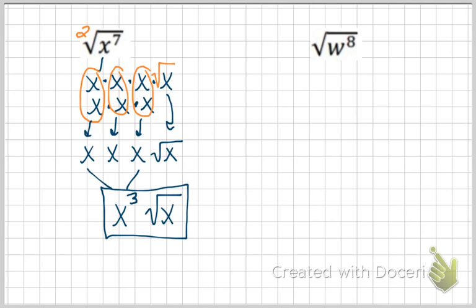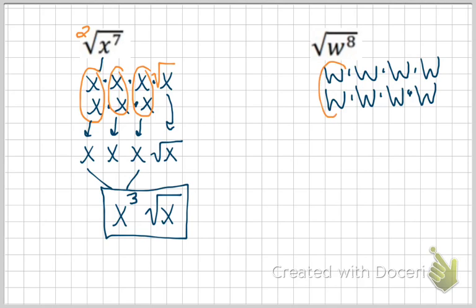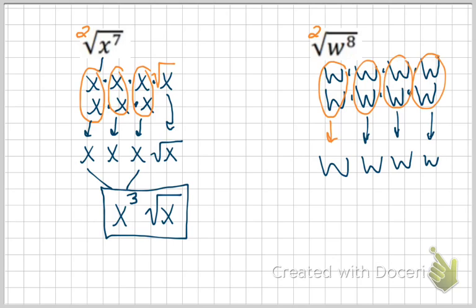Same thing with the w. If we expand, we're going to have 8 w's. Put them in pairs, one pair, another pair, another pair, another pair. All of them were paired up. How come we put them in pairs? Because there's an invisible 2 here. So we're going to write this outside once, and once, and so on. In total, we have 4 w's, so our final answer is w to the 4th.